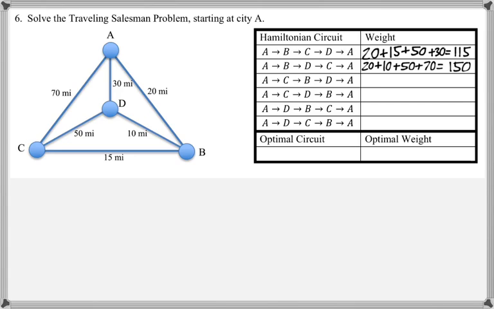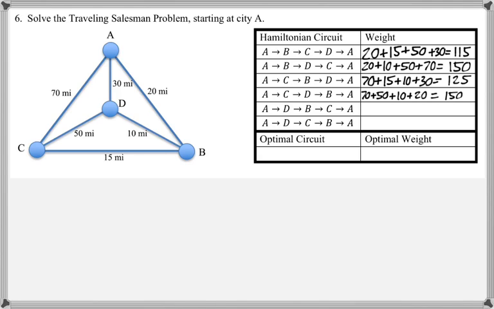The third route would be 70 plus 15 plus 10 plus 30, which is 125 miles. So the next three are the reverse directions. So the fourth route will be 70 plus 50 plus 10 plus 20, which is 150.